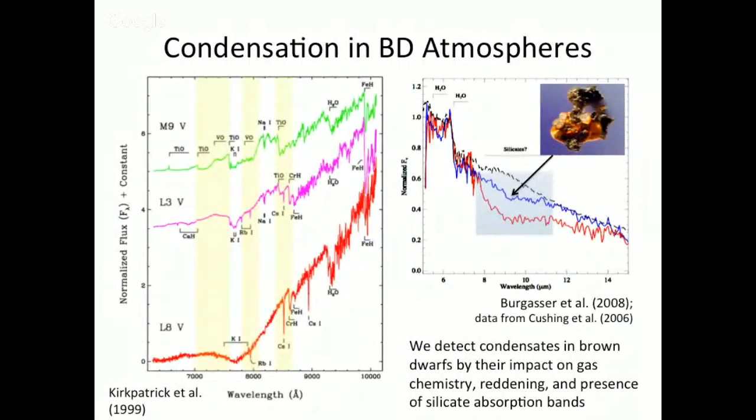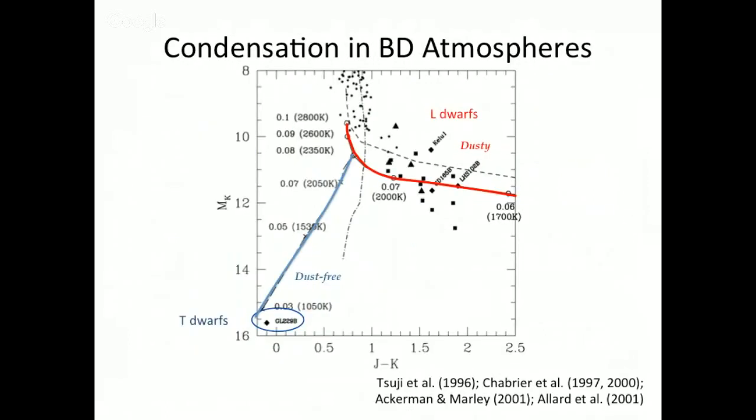So we have chemical evidence that these condensates are here. We have spectral energy distribution evidence. When we look at the colors and magnitudes of these objects, this is actually a fairly old plot from Gilles Chabrier. But when you look at the colors, if you have a completely dust-free model, no condensates whatsoever, what you would expect an object to do is, of course, get fainter, but it's also going to get bluer as those molecular gas features come to dominate the spectrum.